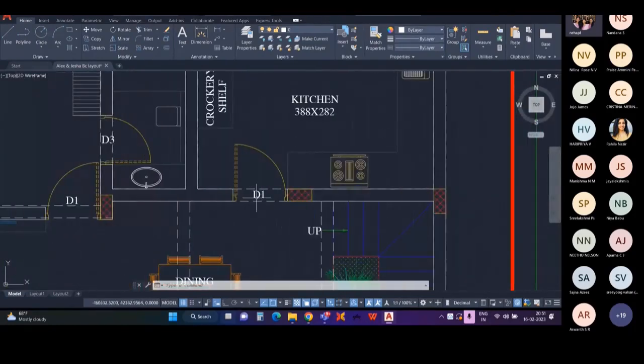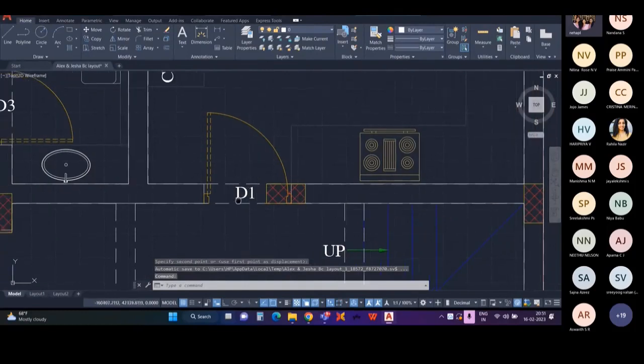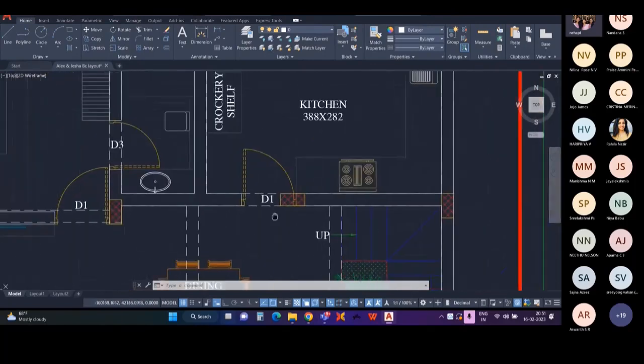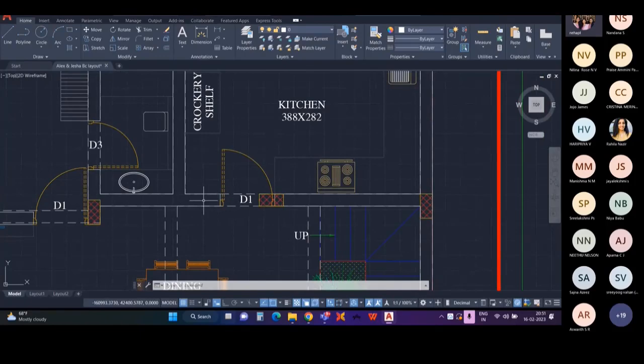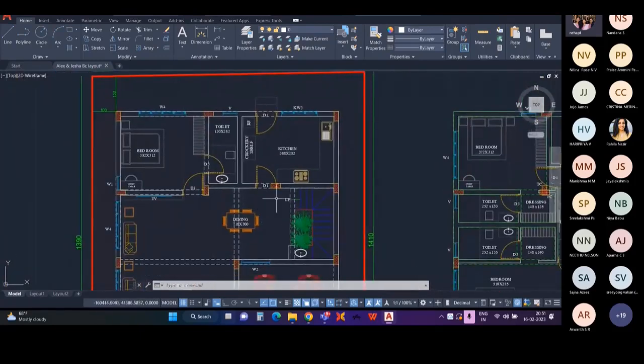If we need a column at this portion, but there is a door at this portion, and there is no other way than providing the column here, we can recommend to the architect, or ask the architect, to shift the door towards the left. We can ask for suggestions.